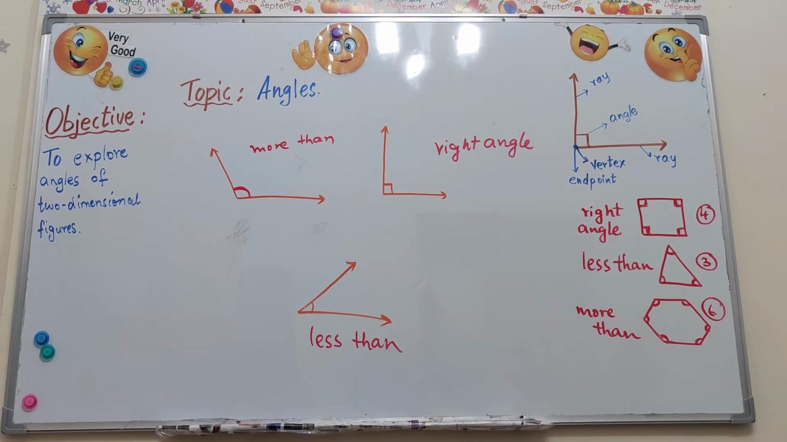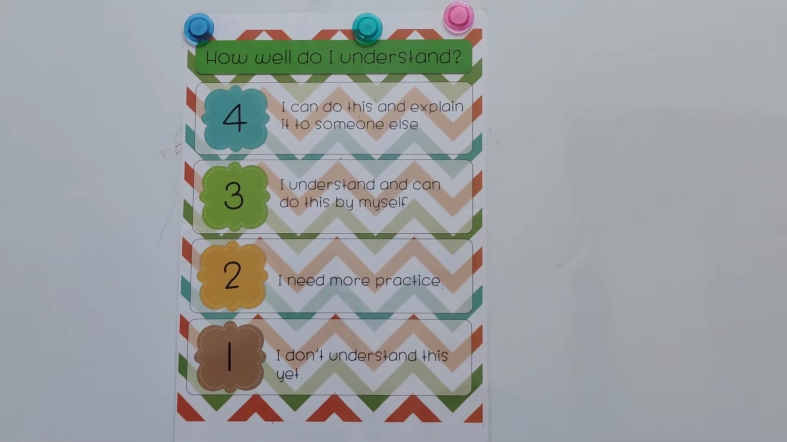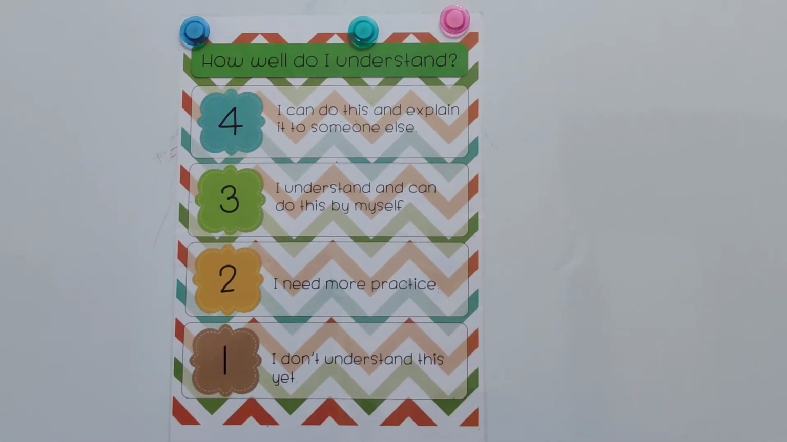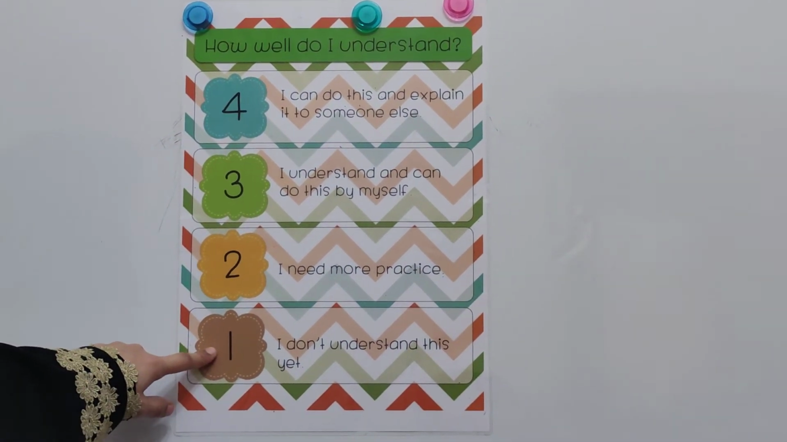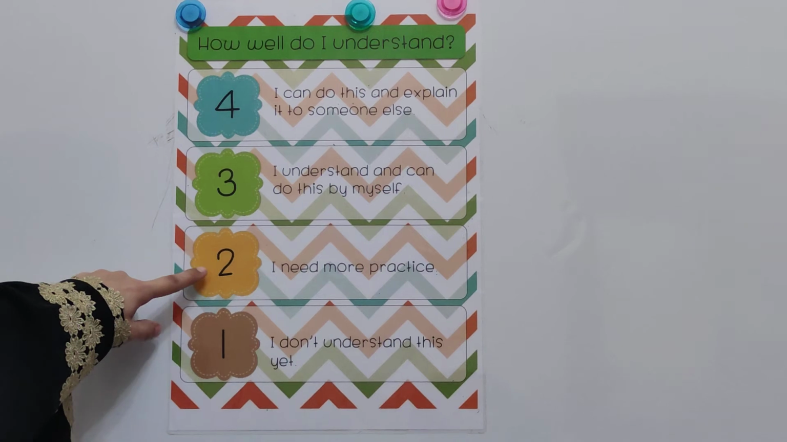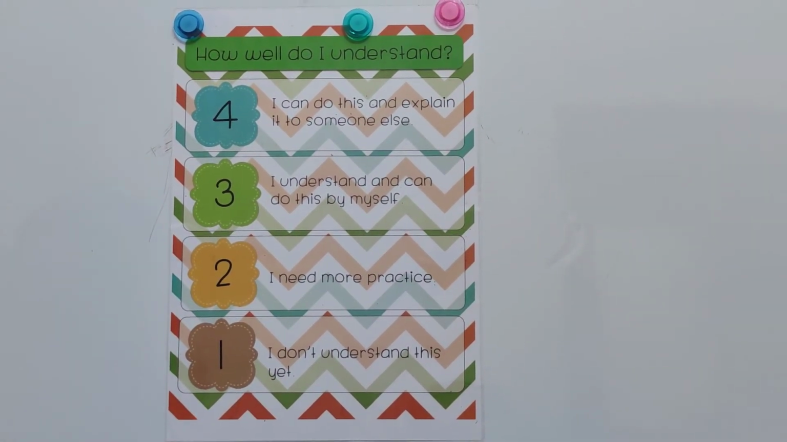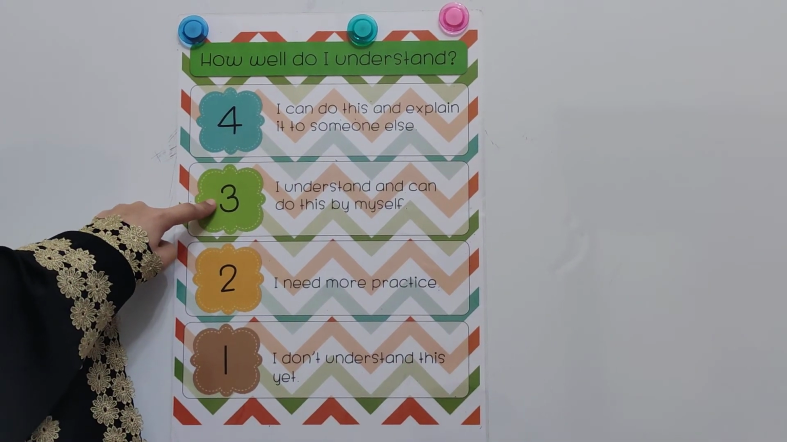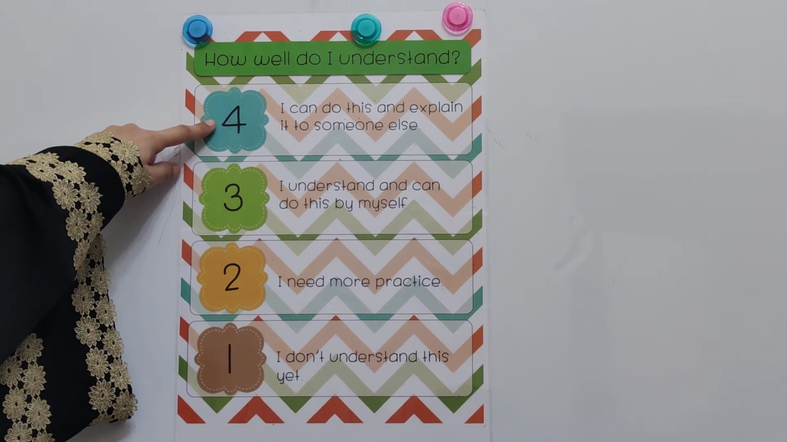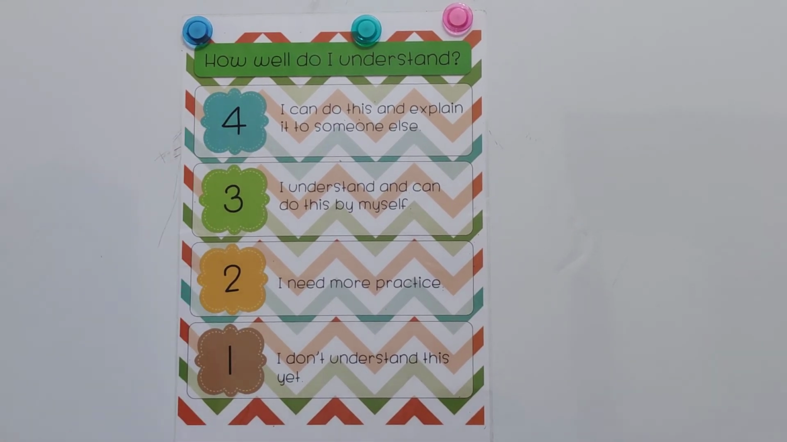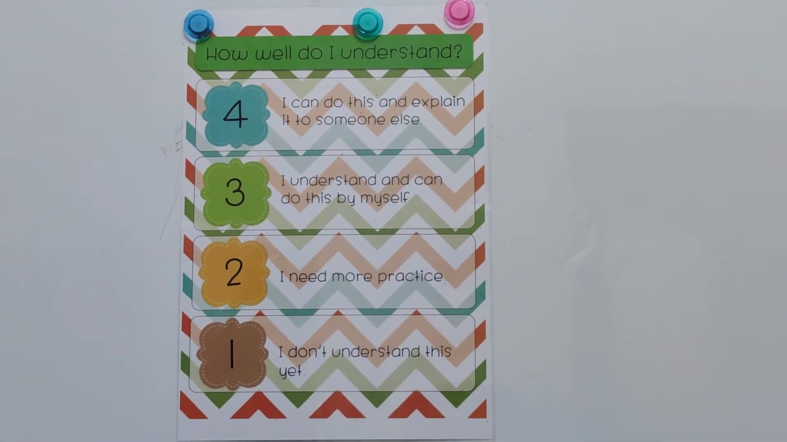Now let's grade. How well do you know the lesson? If you choose number 1, that means you don't know the lesson and you need to watch the video again. If you choose number 2, that means you need a little bit of practice, not bad. If you choose number 3, that means you know the lesson and you can do it by yourself. And if you choose number 4, that means you know the lesson, you can do it by yourself and you can explain it to someone else, which is great, awesome.